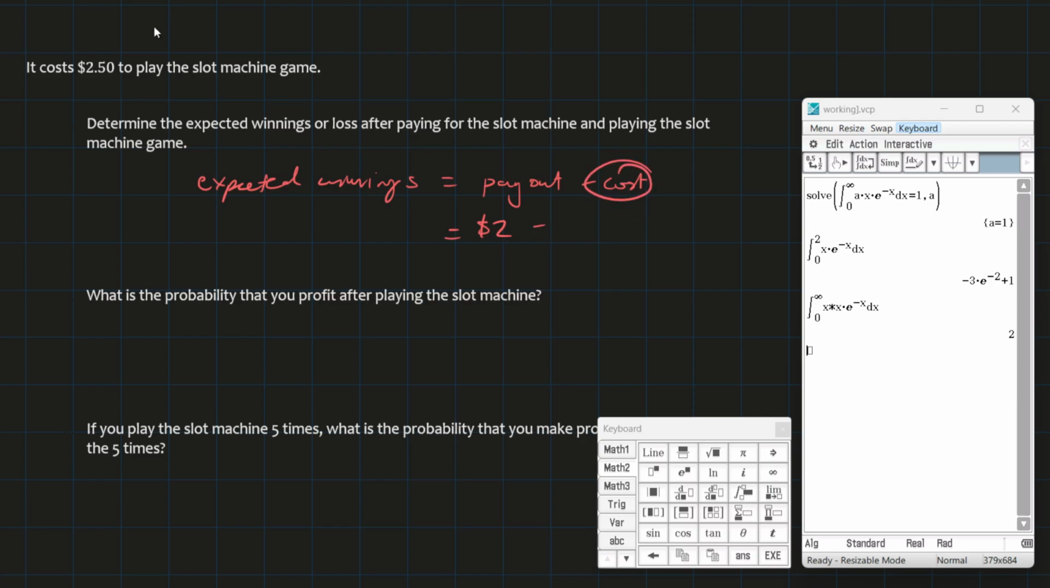Now the cost is not expected or anything, it's just a flat cost of $2.50. So the expected winnings will just take into account the fact that we pay $2.50 per game. So this would be negative 50 cents. Now, if it's negative 50 cents for expected winnings, that is the same as a 0.50 loss per game. I'll just say expected loss of 50 cents.